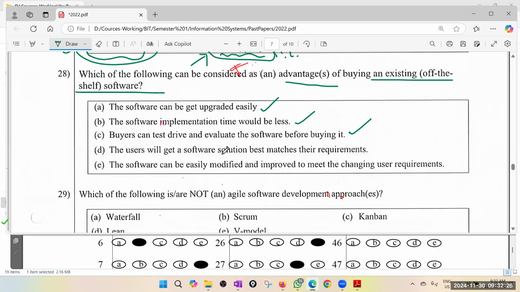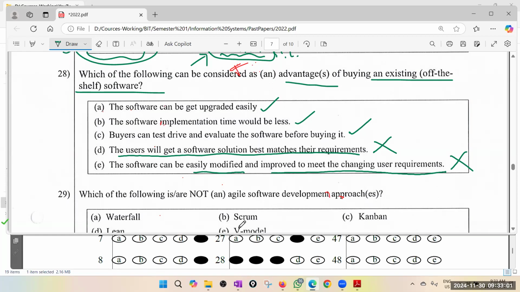The users will get a software solution that best matches their requirement. That is not the case because this is not software developed for you. This is general software. It may not fit your requirement 100%. So that is the biggest disadvantage. The software can be easily modified and improved to meet the changing user requirements. No, because this is common software. Common software you can't modify easily. So therefore I'll say no. I'll go for ABC, because this is not software developed for you.